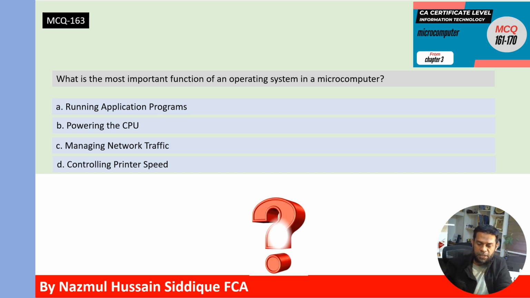Which one is the correct answer? The correct answer is A. Running application programs is the most important function of an operating system in a microcomputer.